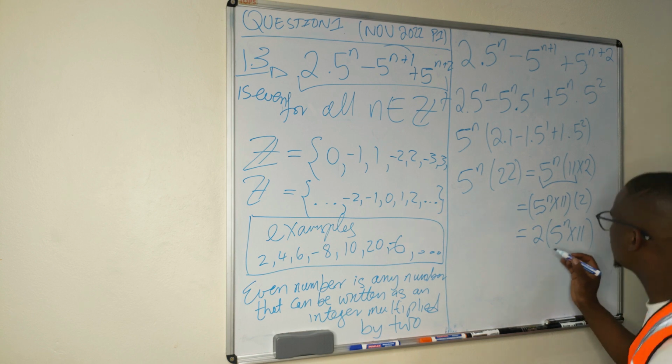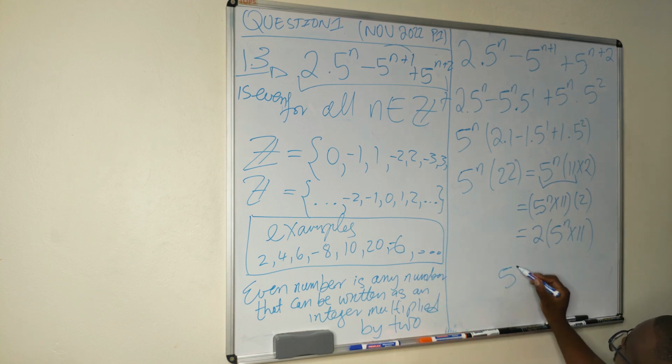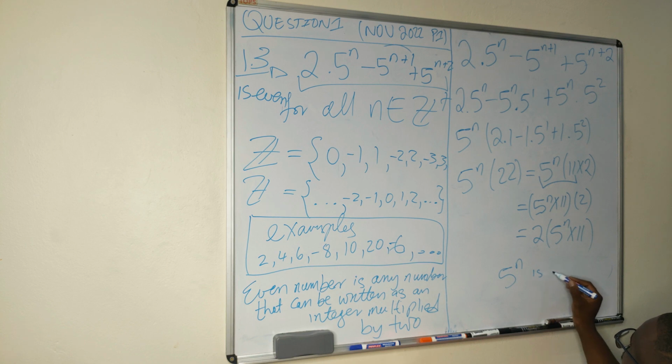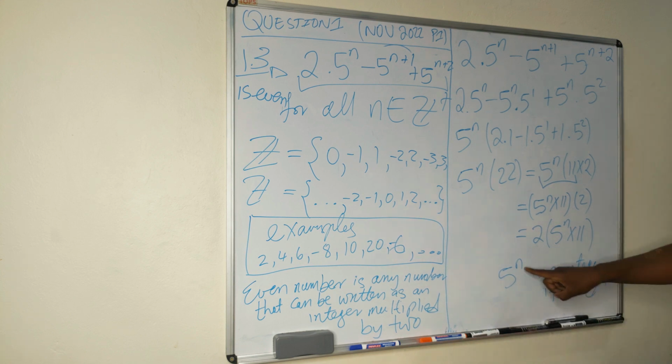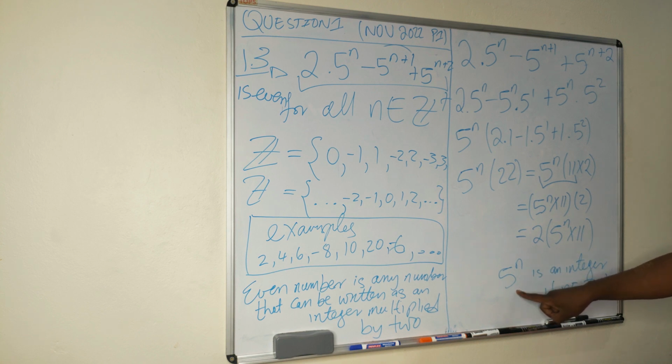So what you can tell here is that 5 raised n is an integer if n is greater than 0, or if n is a positive integer, right? So if n is always a positive integer, this would always be an integer as well. Because if it's 1, you have 5. If you have 2 here, it's 25. If you have 3, it's 125. If you have 4, you have whatever that is there. So this will always be an integer.